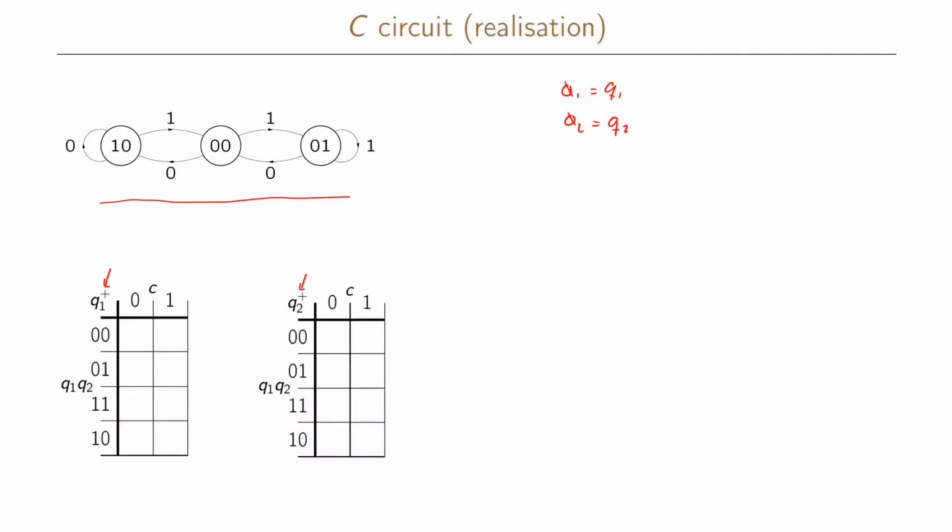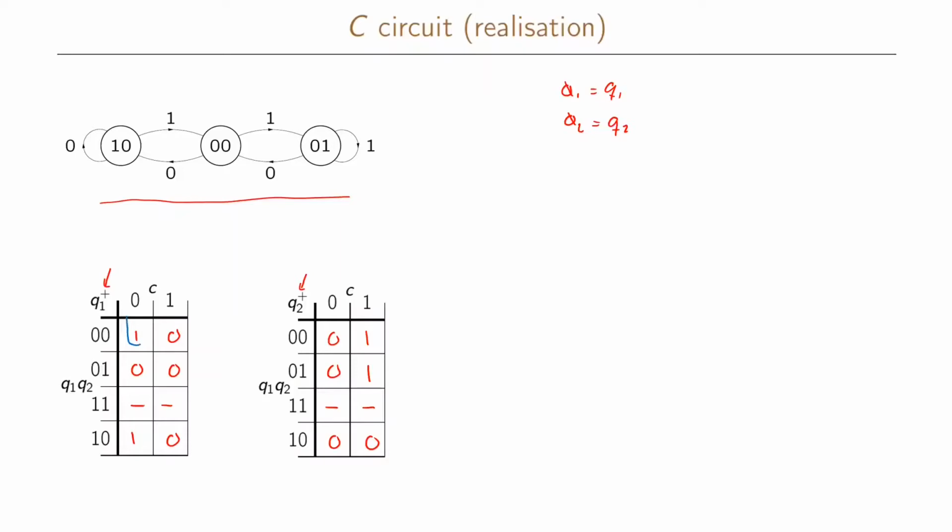So if we are in state 0, 0 and we get a 0 as input, we go to the state 1, 0. If we have a 1 as an input, we go to the state 0, 1. If we are in the state 0, 1 and we get a 0 as an input, we go to 0, 0. And with a 1 as an input, we stay in 0, 1. We do not have state 1, 1, so these would be don't care terms. And for the state 1, 0, if we input a 0, we stay in the state 1, 0. And if we input a 1, we go to the state 0, 0.